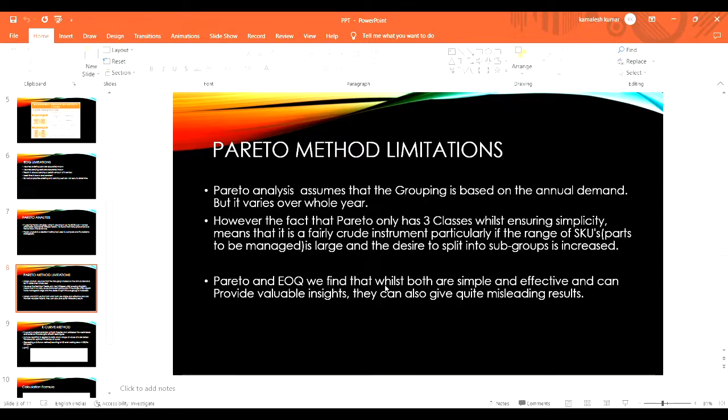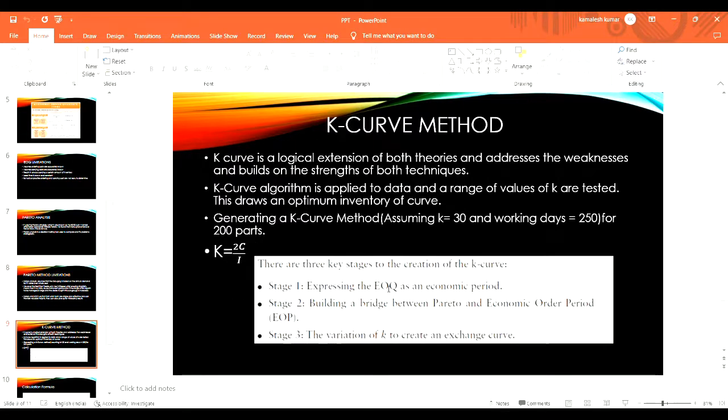Basically this Pareto and EOQ are simple and most effective, and they are being used by the warehouses for a long time, but they give misleading results which can have a drastic impact on the warehouse. So some better methods are required, like a K-curve method. Now we'll be discussing the K-curve method.